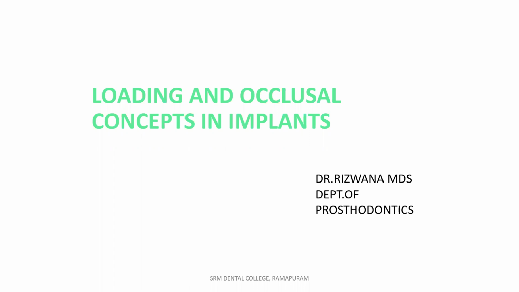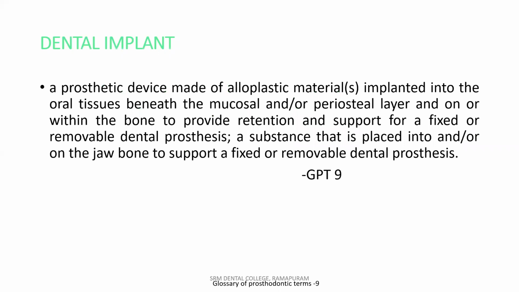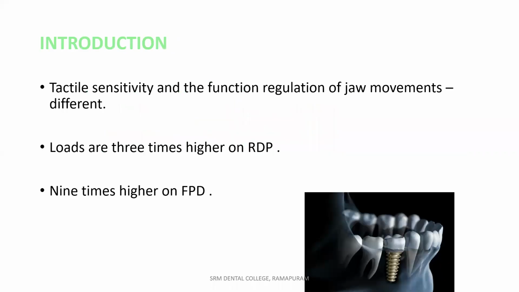We'll be seeing about loading and occlusal concepts in implants. What is a dental implant? It is a prosthetic device made of alloplastic material implanted into an oral tissue beneath the mucosal or the periosteal layer and/or within the bone to provide retention and support for a fixed or a removable dental prosthesis.